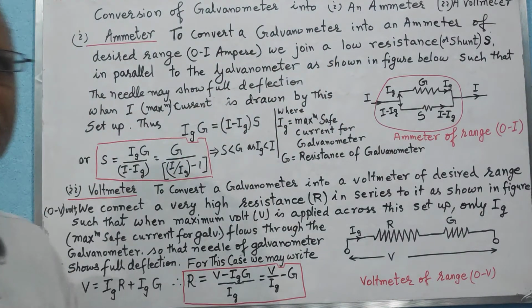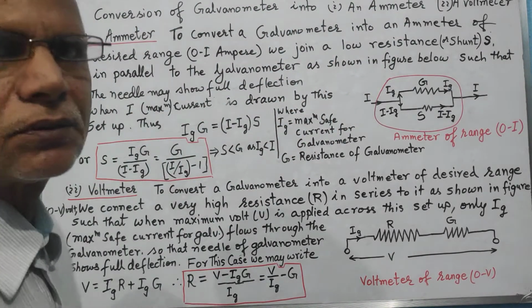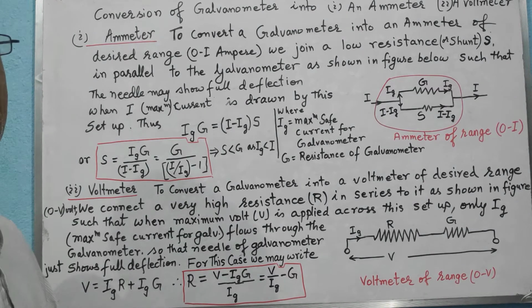Dear students, today we are going to learn how we are able to measure high currents and high voltage using a galvanometer. In fact, we convert it into a voltmeter to measure high voltage and an ammeter to measure high currents.